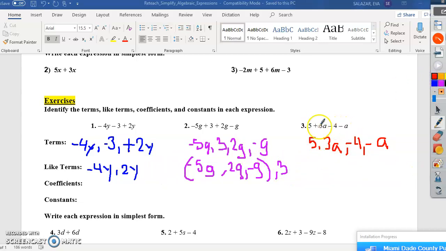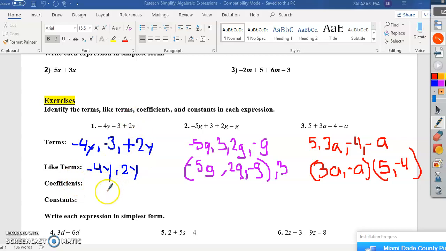Last one, like terms, we have 3a, negative a, and that's it. So these are like terms. And then we also have 5 and negative 4. These are constants, and we can combine these two since they don't carry a variable. These two belong together.